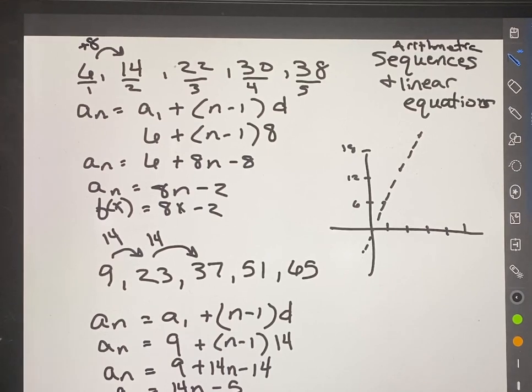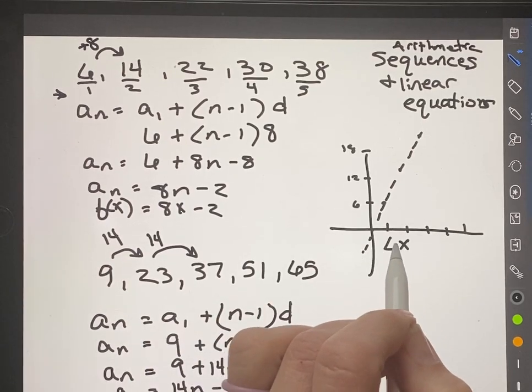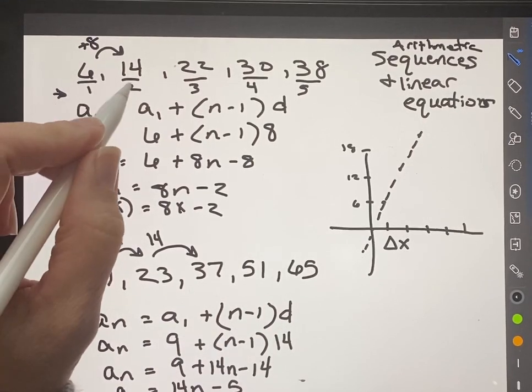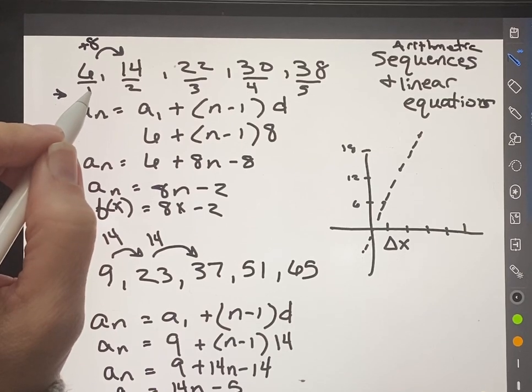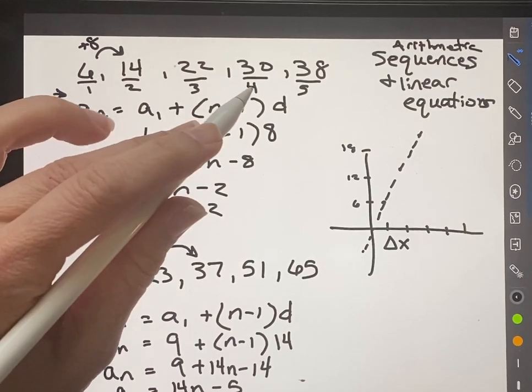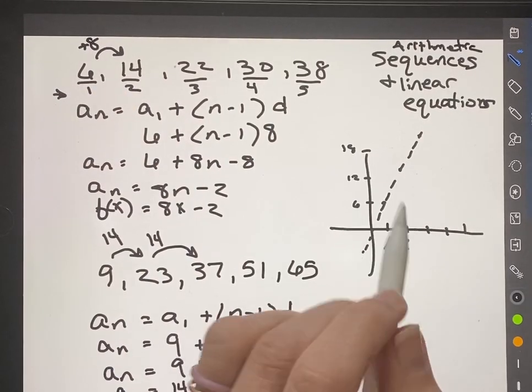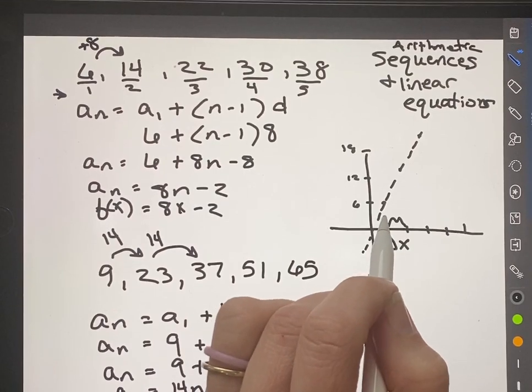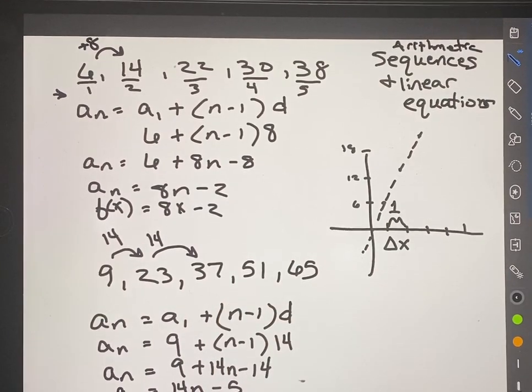The important point to look at is that the change along our x is always going to be 1, because we're going from 1 to 2 to 3 to 4 to 5. We're never skipping a turn. So our change in x between points is always going to be the value 1.